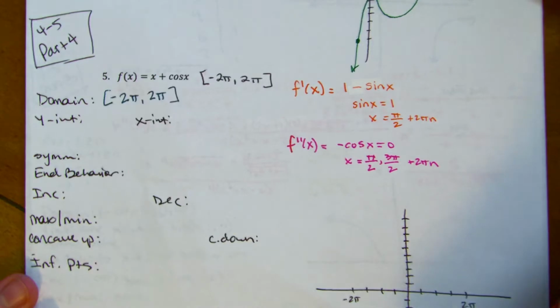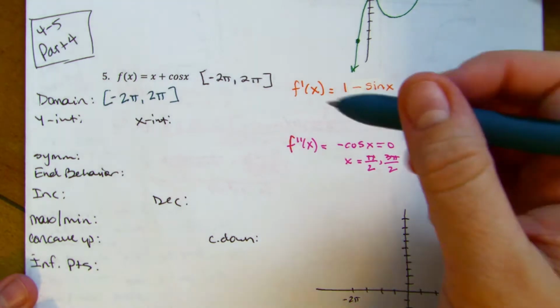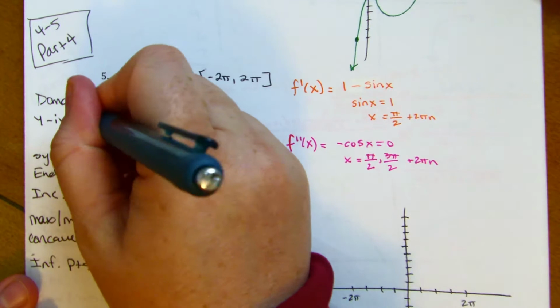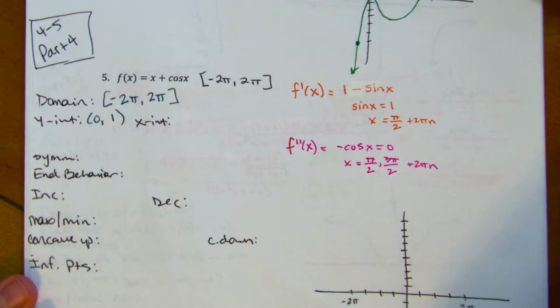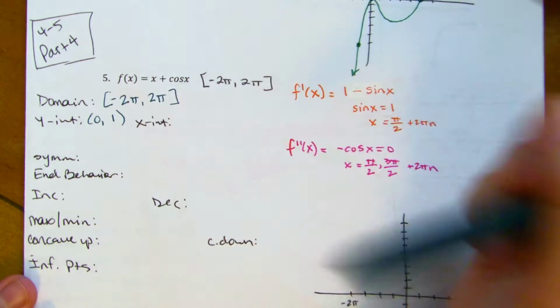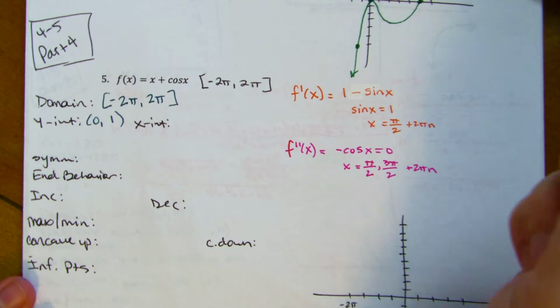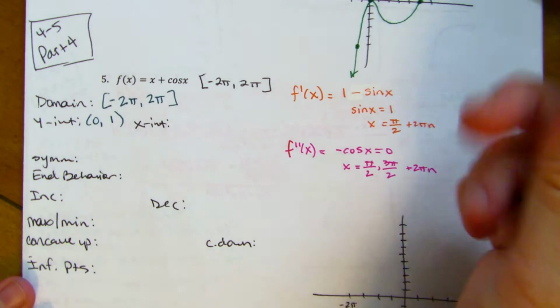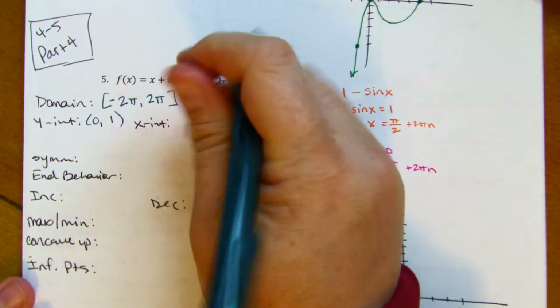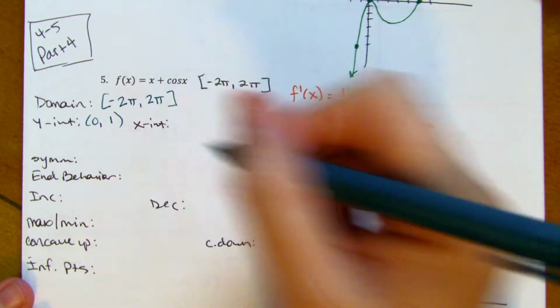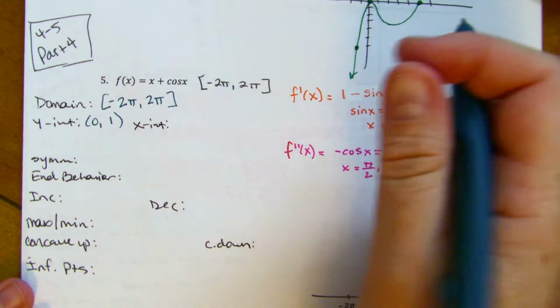And we can talk about those y-intercepts really easily. Again, just plugging in 0, and cosine of 0 is 1. So plugging in 0, we get 1. But the x-intercepts with this kind of function are really complicated. We don't have any algebraic ways to solve for these. This is called a transcendental function. And so the best you can really do is approximate them with a graphing calculator and using that root function.